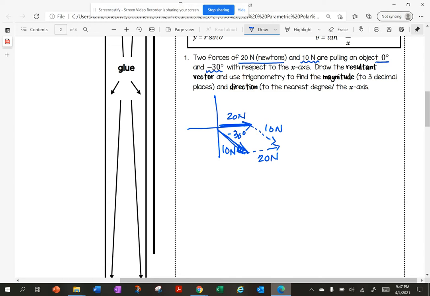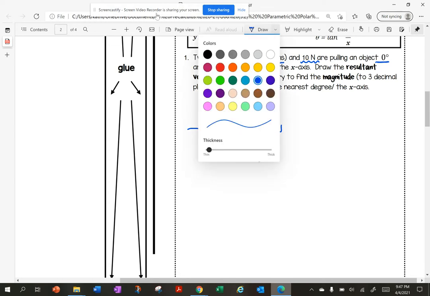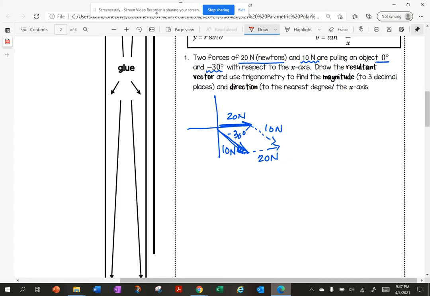So my resultant vector is going to be from here to here. So this is my resultant vector. I want to solve for the resultant vector here, and then I want to know this angle here. To do that, I'm going to work with this oblique triangle.